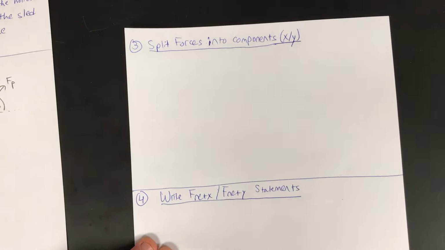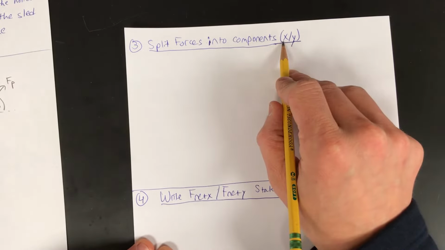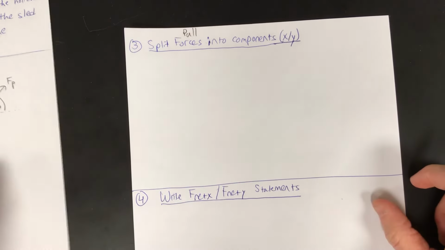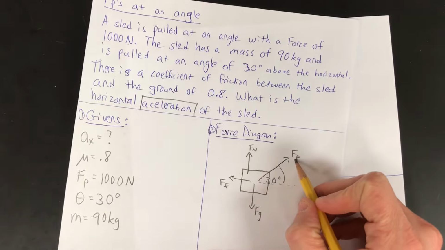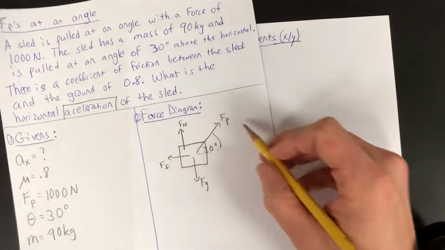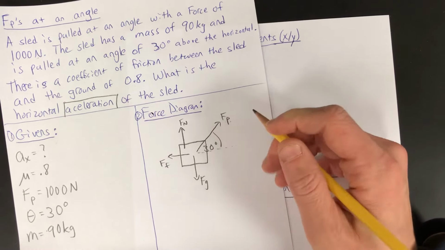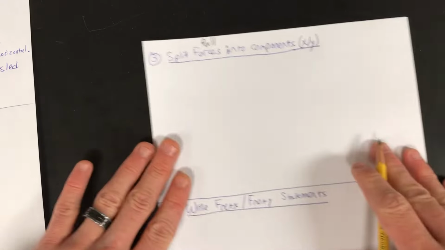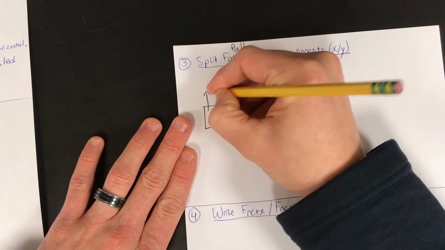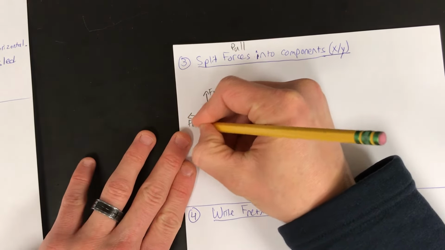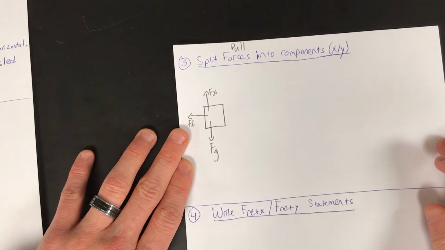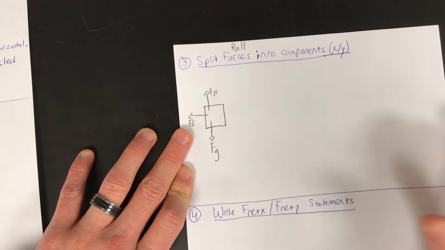The next thing we're going to do is split our force of pull into X and Y components, okay? If you remember, the pull was not in the X or the Y direction. It was kind of in between. So we need to say how much of that pull goes in the X and how much goes in the Y. So we're going to redraw our force diagram, and this is how to do it. You want to keep the Fn, the Ff, and the Fg the way they were, because those were already either in the X or the Y direction completely.